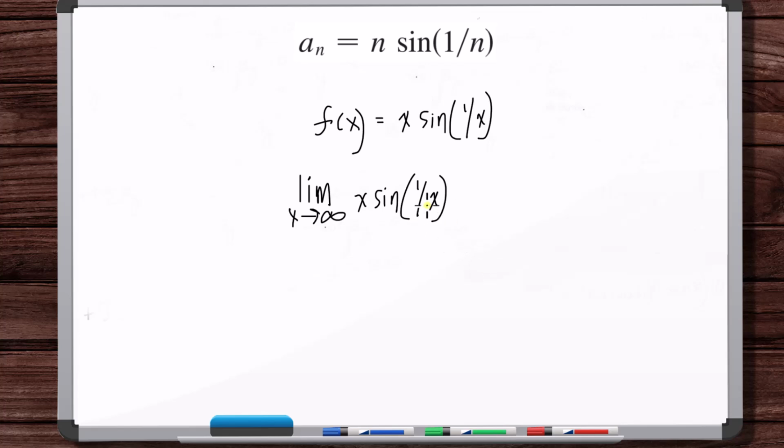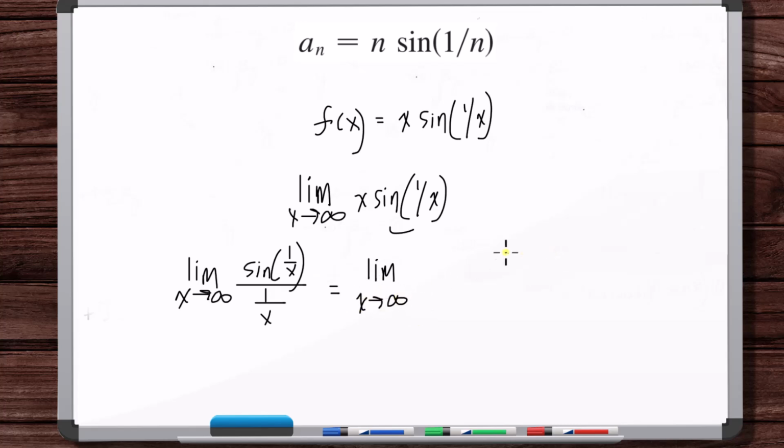As x goes to infinity, 1 over x goes to 0. Sine of 0 is 0. This is infinity. So this is an indeterminate form of type infinity times 0, an indeterminate product. To solve an indeterminate product, we write it as a quotient. Let's put the x in the denominator. Now we plug in infinity. The numerator and denominator both go to 0, and that is an indeterminate form of type 0 over 0, which we can apply L'Hopital's rule to.